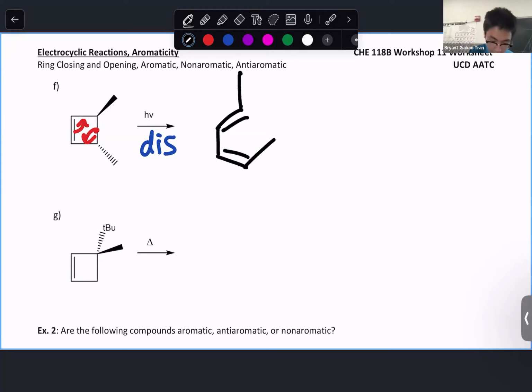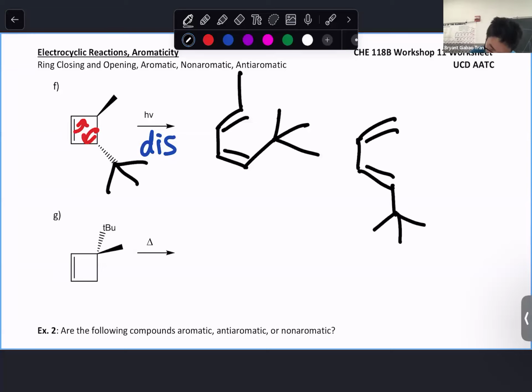Like that. Right. If I did it the other way, in this case it doesn't matter because these two groups are the same methyl groups. But let's say this was a tert-butyl group. Let's say I start this up and this down, and I rotate this clockwise. This would have to go counterclockwise, which is this way, where they're both facing to the right now. So the other product would be like this.